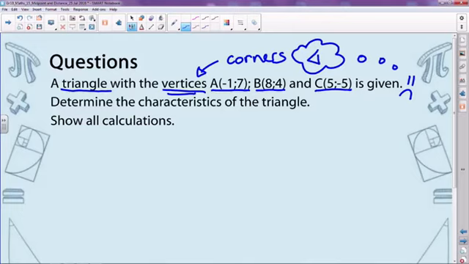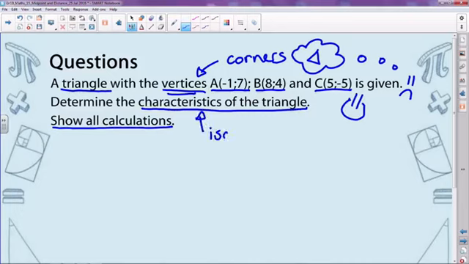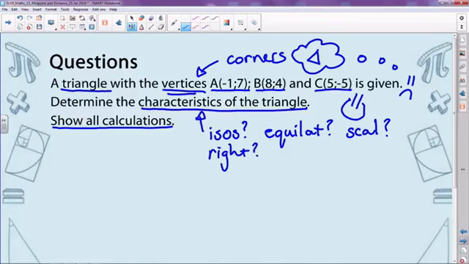And draw it yourself. Do you really need to draw it? Not really, so that's quite good news. We can just use our brains. Okay, and our calculations. Determine the characteristics of the triangle. Show all calculations. Now, what does characteristics mean? Is it isosceles? Is it equilateral? Is it scalene? Is it right angle? Is it obtuse? Is it acute?